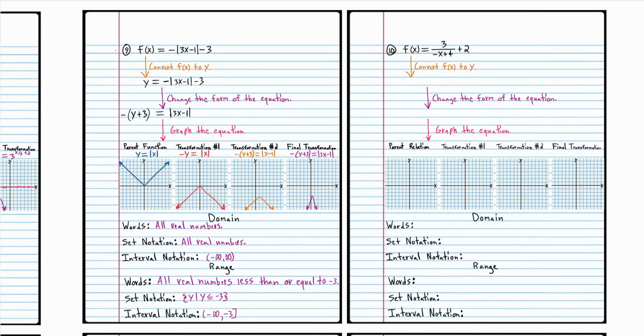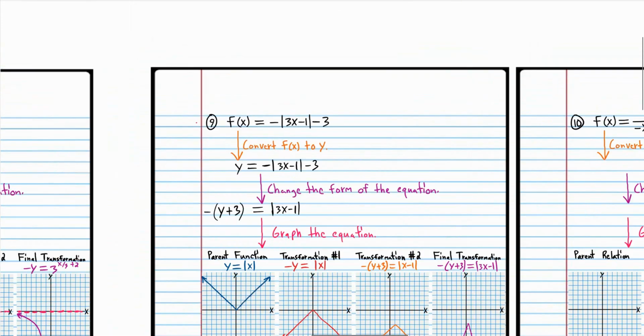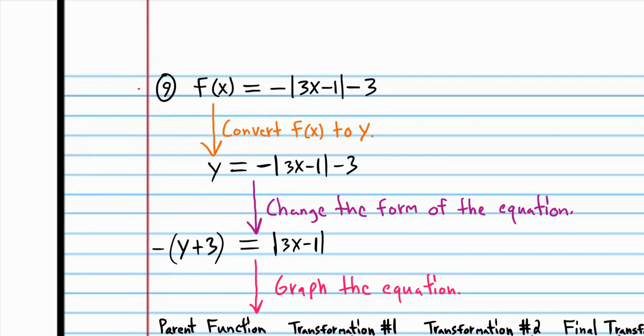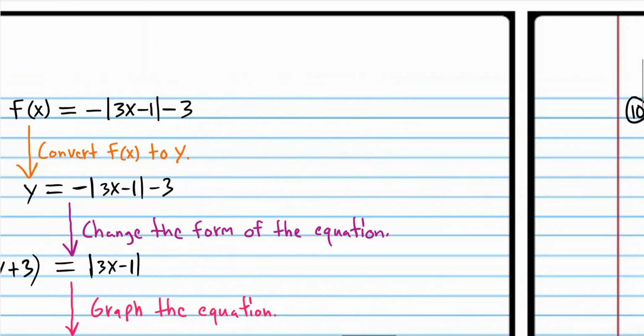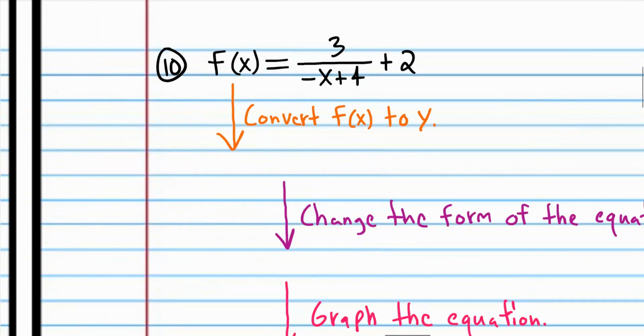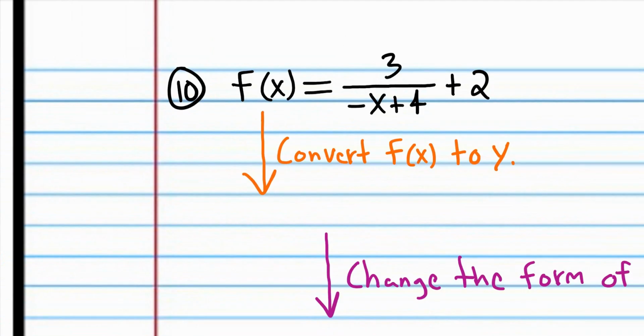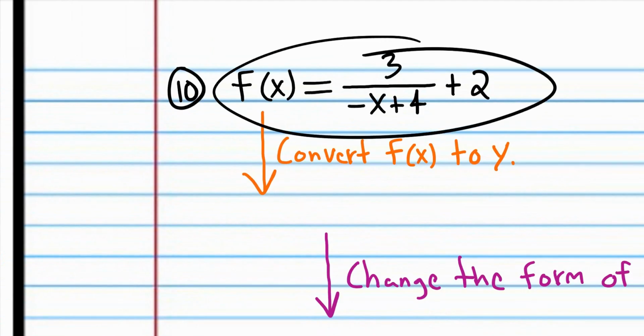Okay, so that was a little more difficult because we had to move two things onto the other side of the equation. We had to move this negative here and also the negative 3 there. So let's try one more of these before you try one on your own. We're going to find the domain and range of this function.